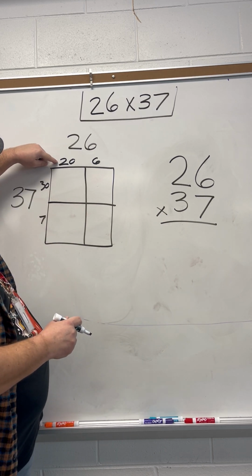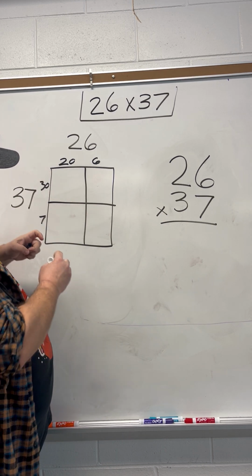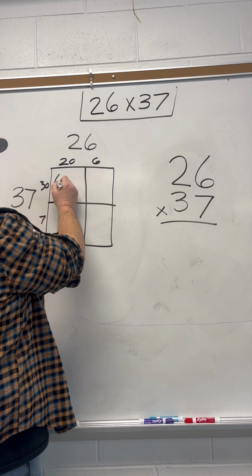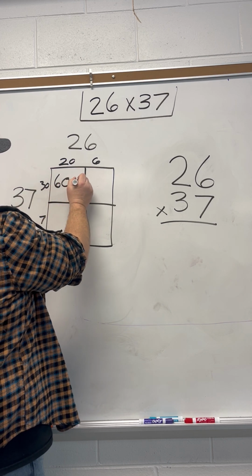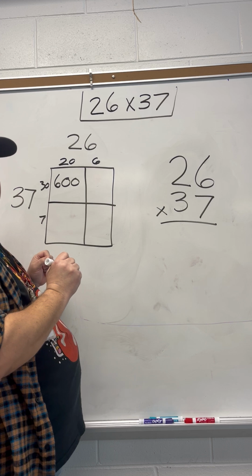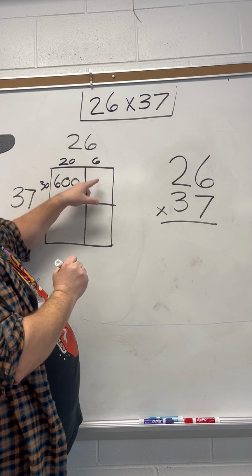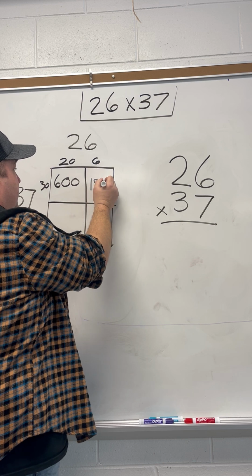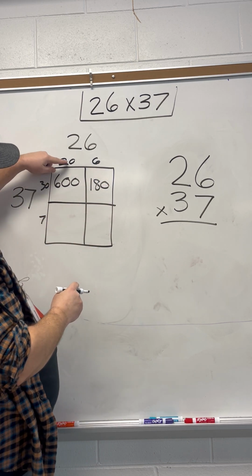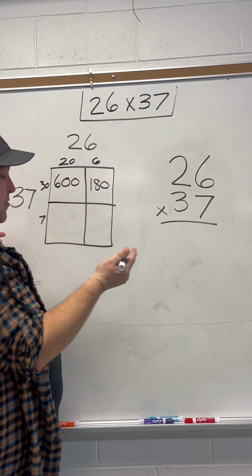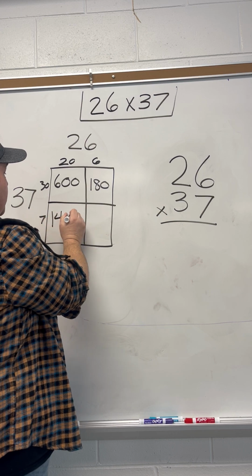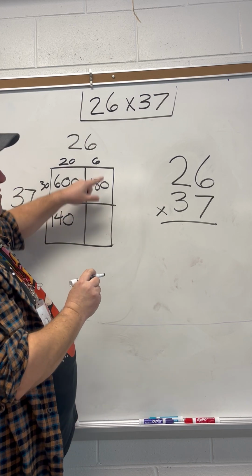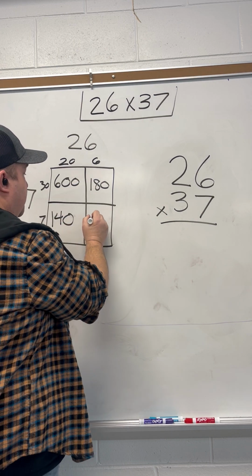So let's start here. 20 times 30. Well, what's 2 times 3? That's 6. And I have to place 2 zeros. So 20 times 30 is 600. Now 30 times 6. Well, what's 3 times 6? 180. And place your 0. Down here, 20 times 7. 2 times 7 is 14. Place your 0. And 7 times 6, that is 42.